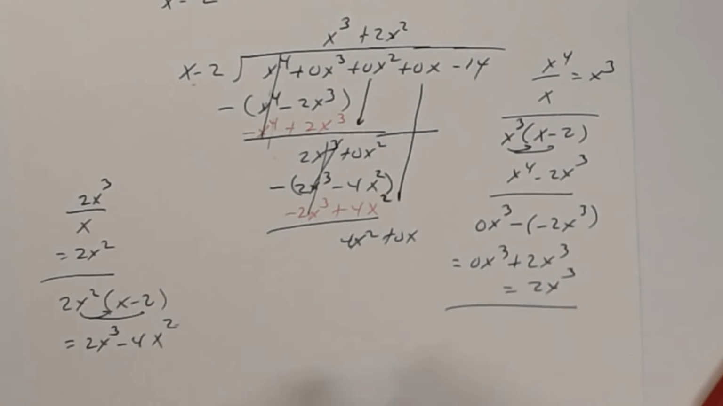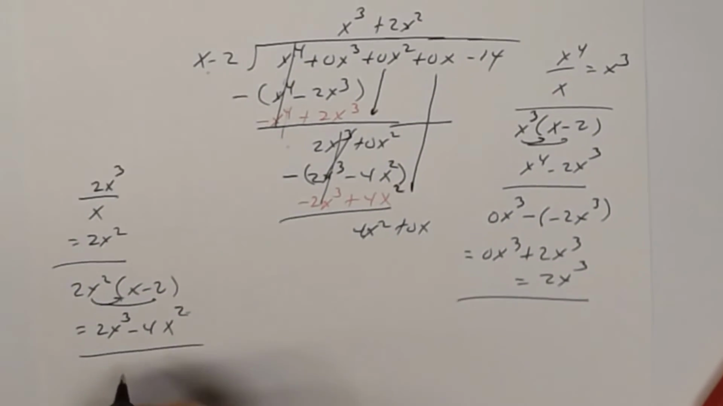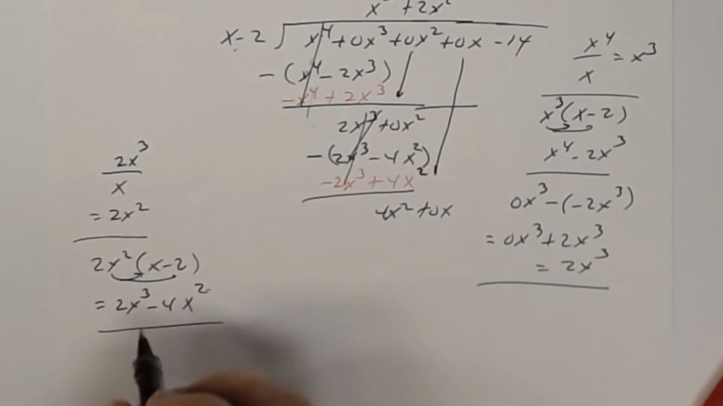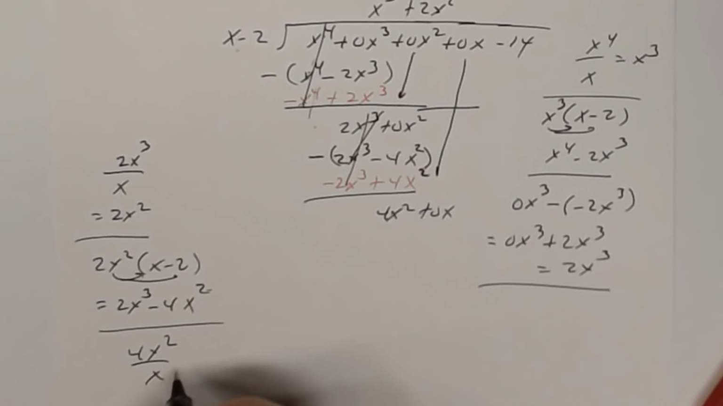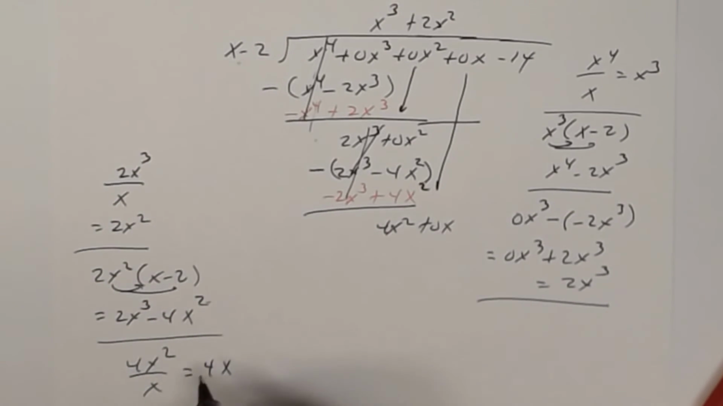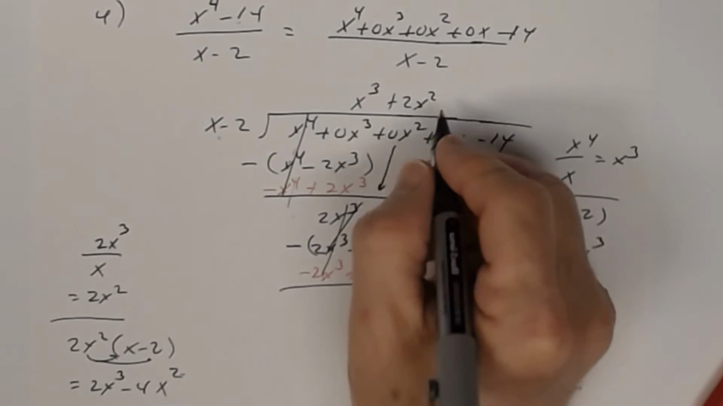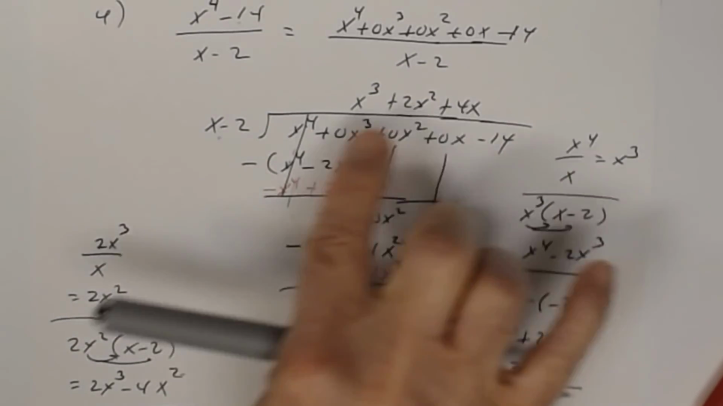Okay, so 4x squared, we put that here. So first divided by first. 4x squared divided by x is just 4x. X squared divided by x is x. And so that 4x, you're going to align your like terms, so you put it over the x term, and then you do the product all over again.